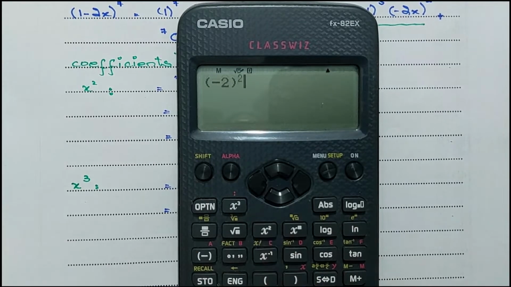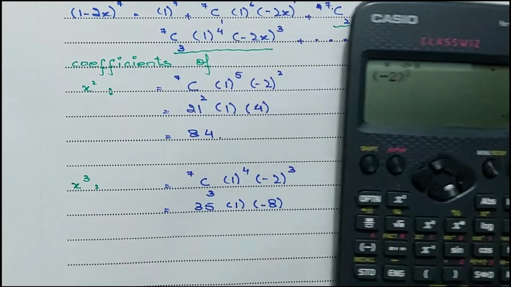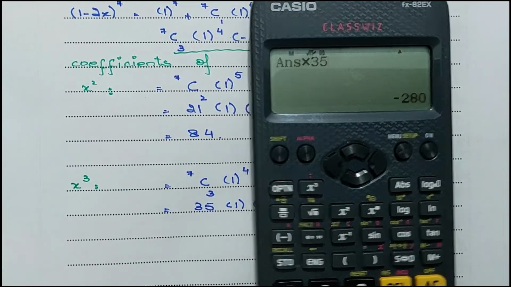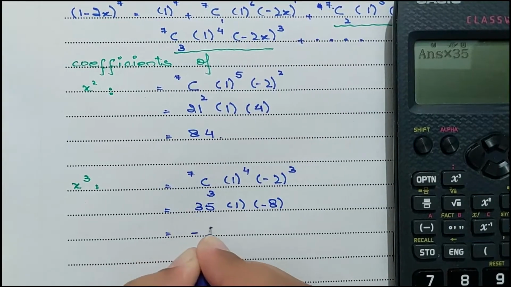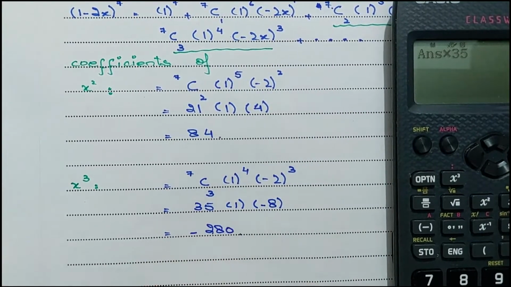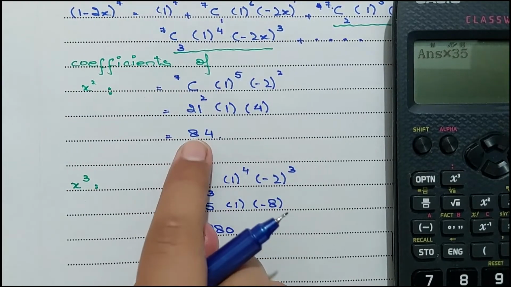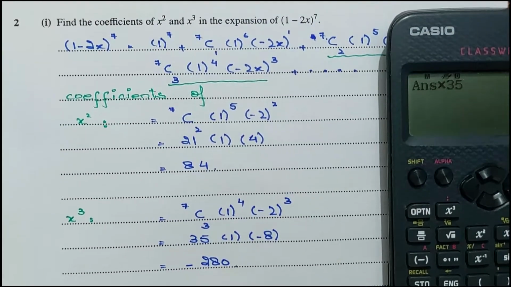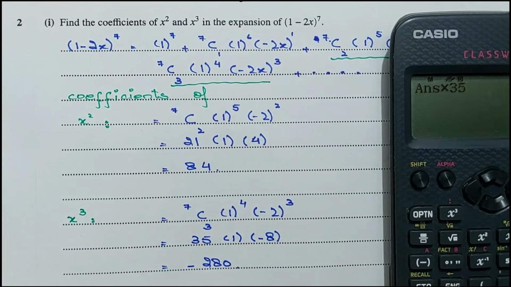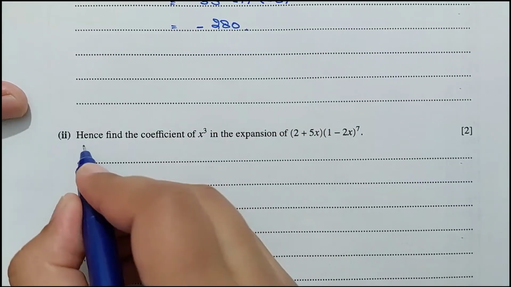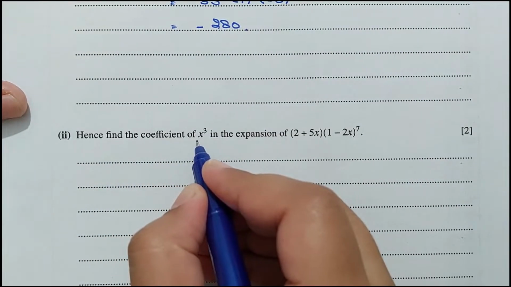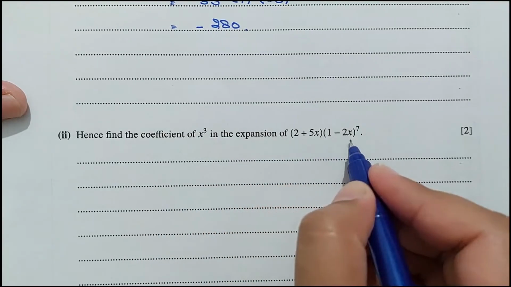Minus 2, its cube is minus 8, right? Minus 8 times 35, that is minus 280. So we can say the coefficient of x square is 84 and the coefficient of x cube is negative 280. Now for the second part, hence find the coefficient of x cube in the expansion of this.